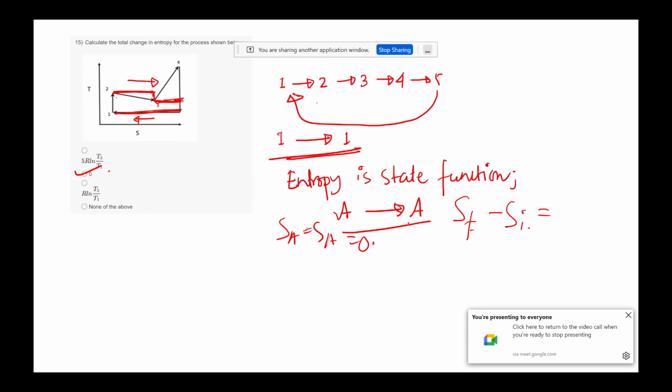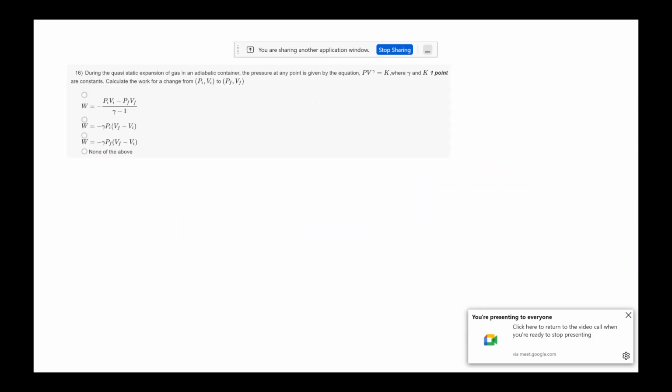Great. Okay. Now, this is another problem. This problem says, during the quasi-static expansion of a gas in an adiabatic container, the pressure at any point is given by some equation. This is the adiabatic equation. Now, calculate the work for the change from Pi Vi to Pf Vf. You can do this, right?